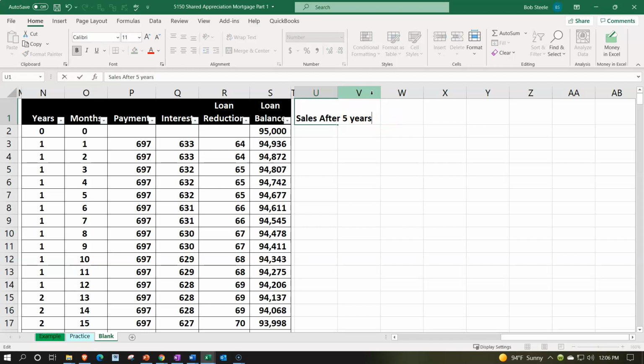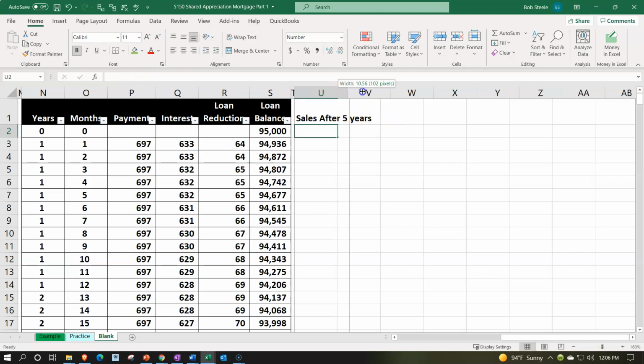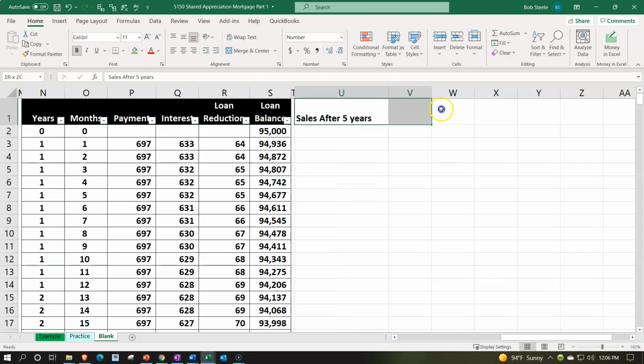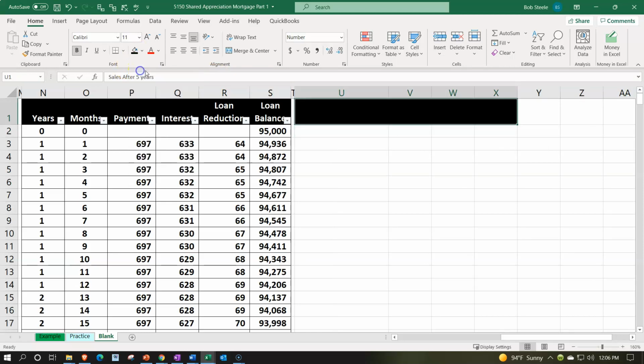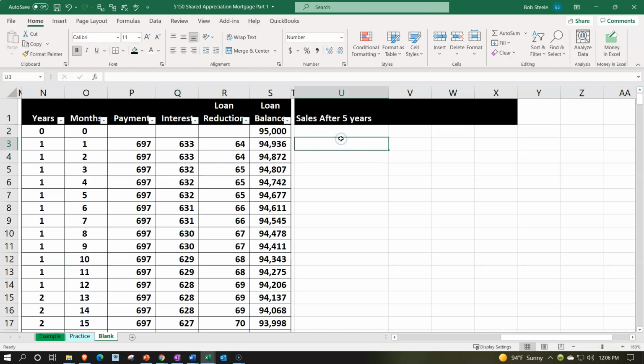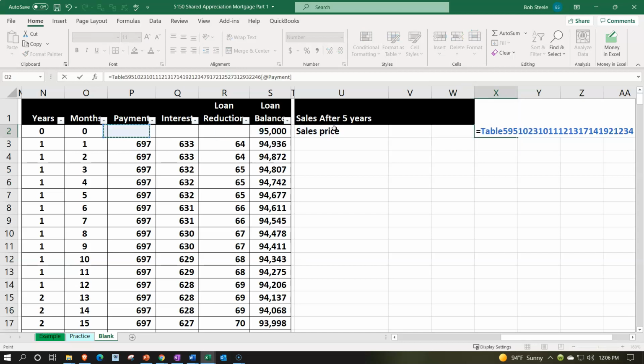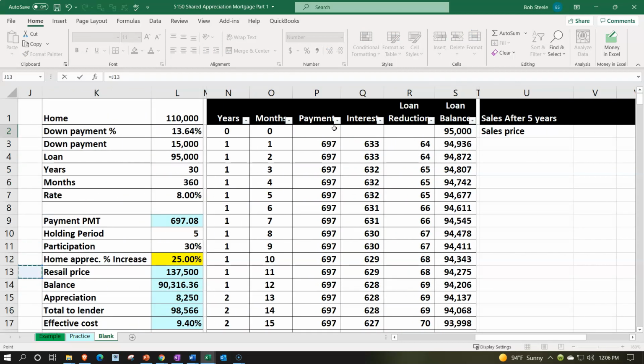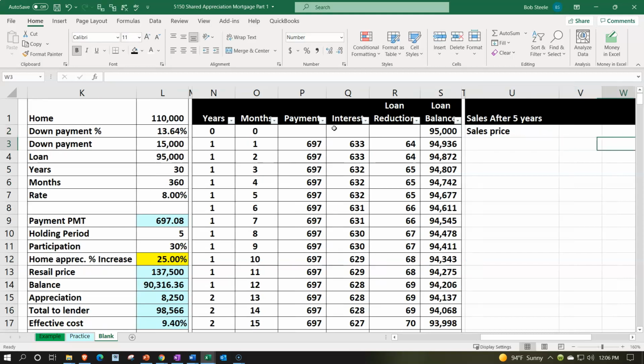And then we're going to say, let's make this a little bit larger on this side. We're going to make this black and white. Go into the font group, making it black and white on the header, so we can do some calculations. So we'll say the sales price. Let's bring this out to the third column. We're going to assume we sell it for, because we said it appreciated to that 137.5. So we're going to sell it for 137.5.